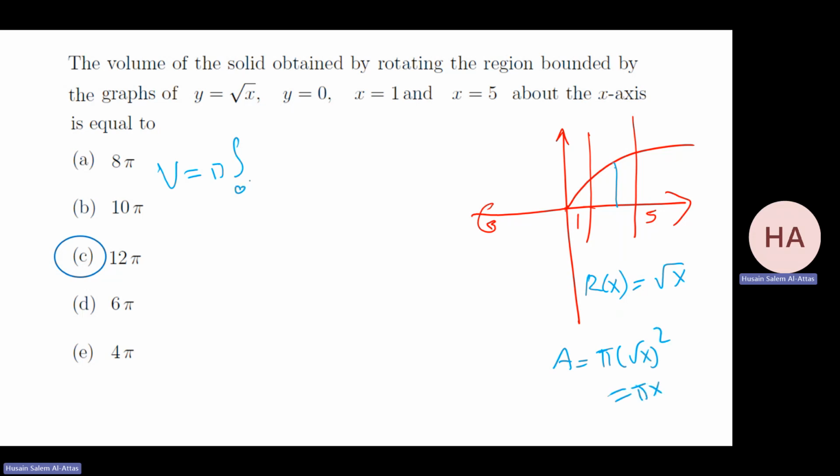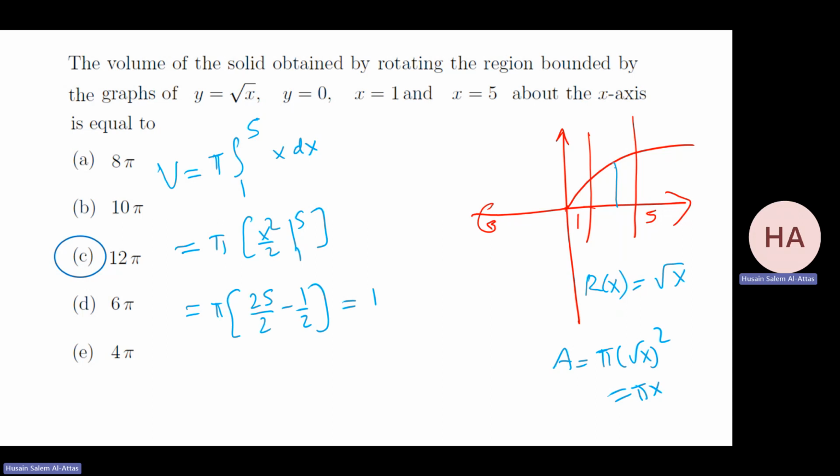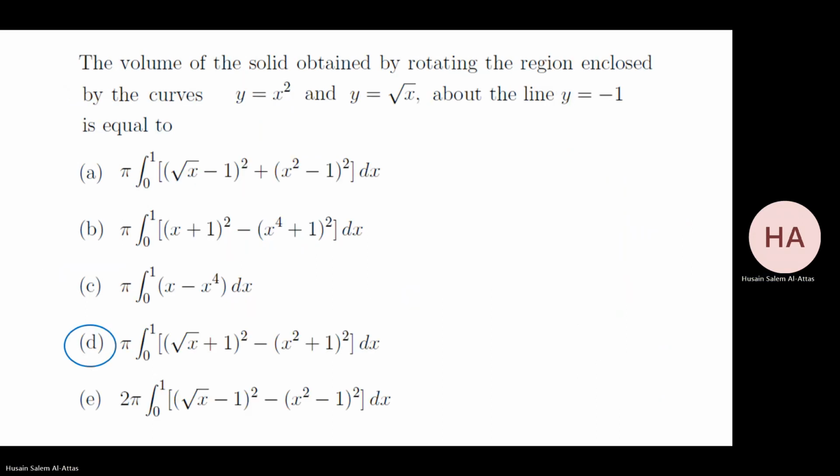The volume is the integral from 1 to 5 of pi x dx. No need to say more. That will be pi x squared over 2 from 1 to 5. That will be pi times 25 over 2 minus 1 over 2, 24 over 2, which is 12 pi. That's it. More to go.